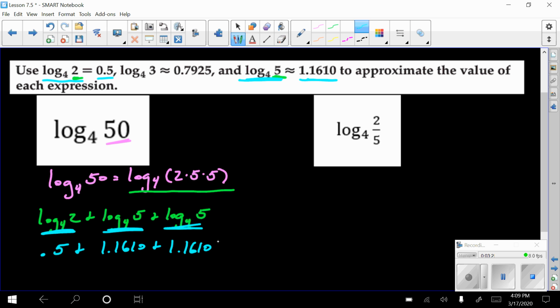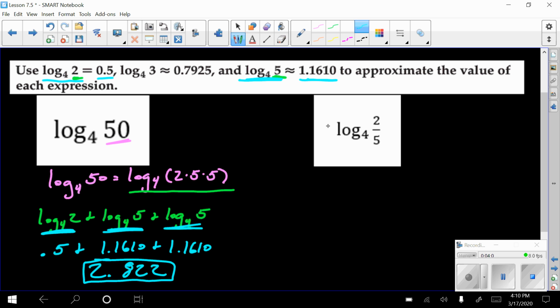0.5 plus 1.1610 plus 1.1610. Oops, I did that wrong. Let's try this again. 0.5 plus 1.1610 plus 1.1610. There we go. That gets me a value of 2.822. And that's all there is to it.